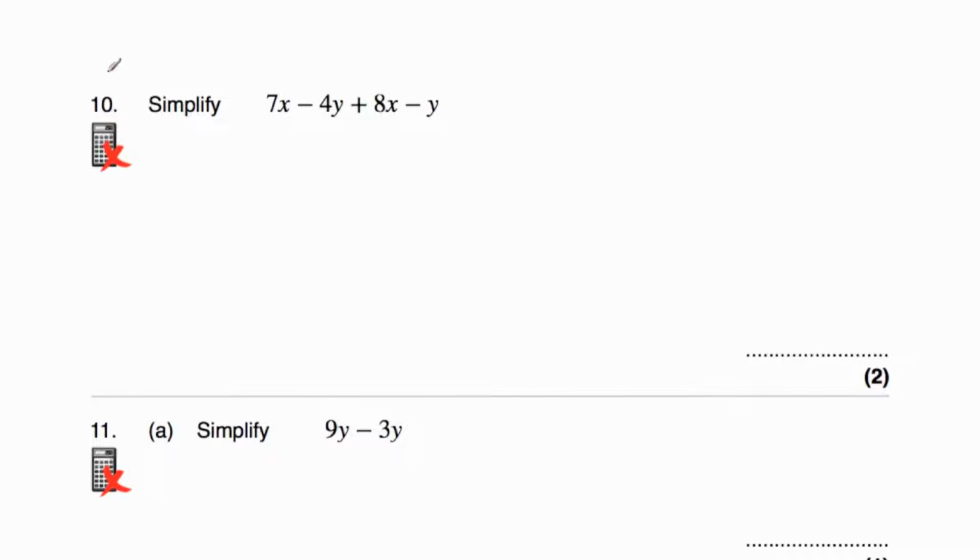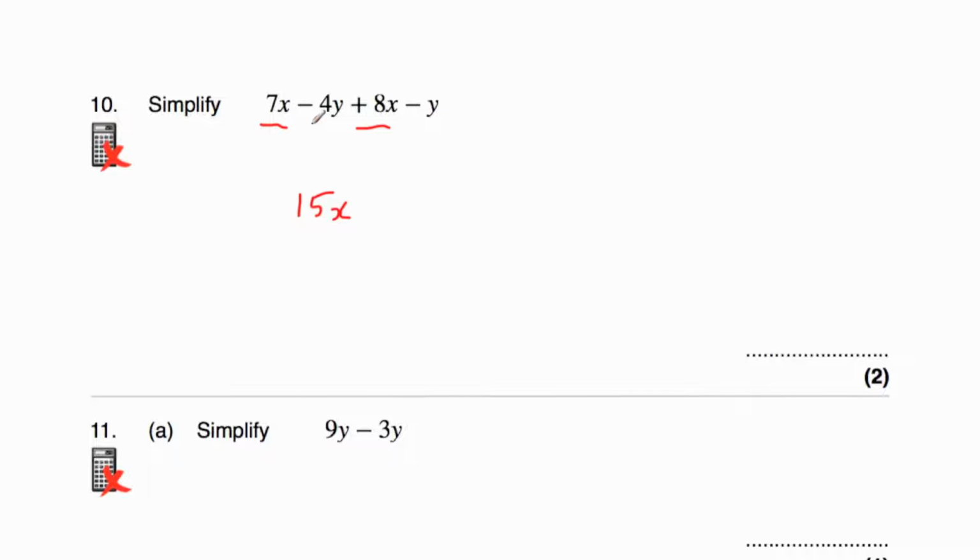Okay, let's have a look at question number 10. So question number 10 says simplify 7x minus 4y plus 8x take away y. So let's do our x's and then do our y's. So our x's, we've got 7x's plus 8x's. Well, if we had 7x plus 8x, that would be 15x's. So let's write that down, 15x.